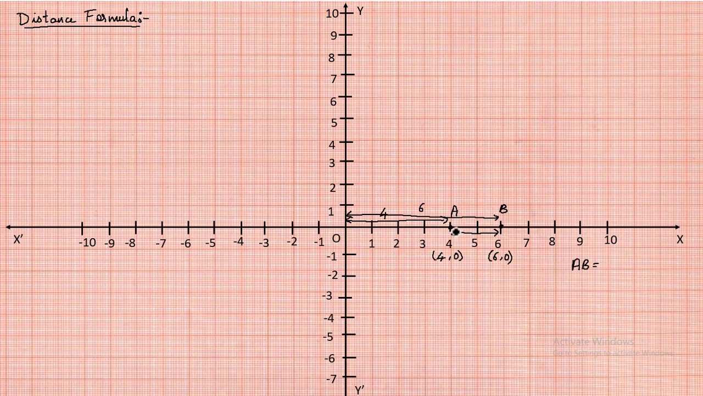So to find out the distance between the points A and B, we can take OB minus OA. Since OB is the larger distance, we will take OB first: OB minus OA. The OB value we found is 6, minus the OA value, which is 4. So the distance between points A and B will be equal to 2. This is how we find the distance between 2 points on an x-axis.